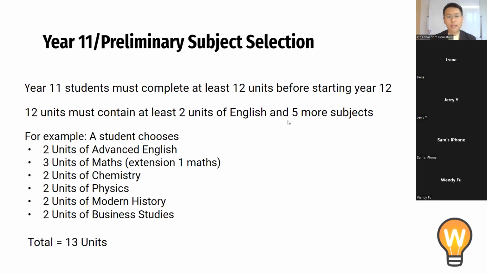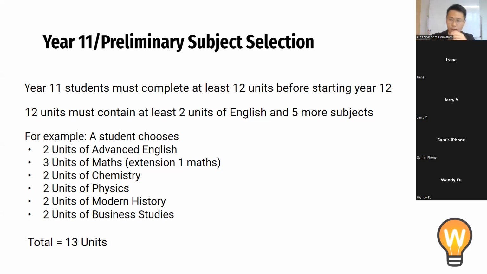Now, with year 11 preliminary subject selection, here is the summary of the guidelines. If you're a year 10 student about to select your subjects for year 11, you must complete at least 12 units before you progress to year 12. Out of the 12 units that you pick, at least 2 units has to be English, and then you need to pick 5 more subjects, together making up the 12 units.